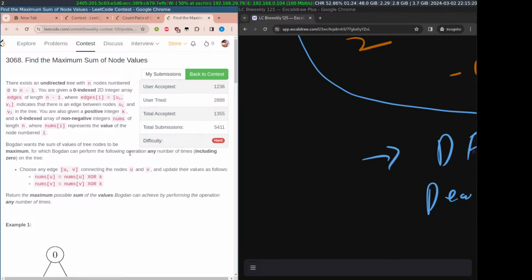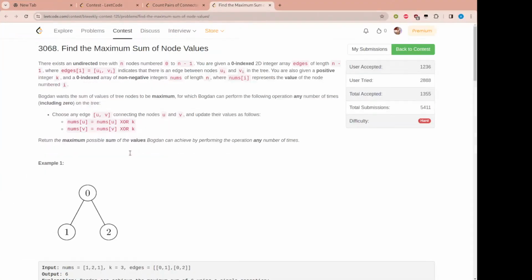I don't think we can do it in order n for each test case. Order n log n might be possible, but I am not sure about it. But I am sure order n log square n is definitely possible using centroid decomposition. So coming to the third problem. Now I will start the fourth problem. I will start the last problem.